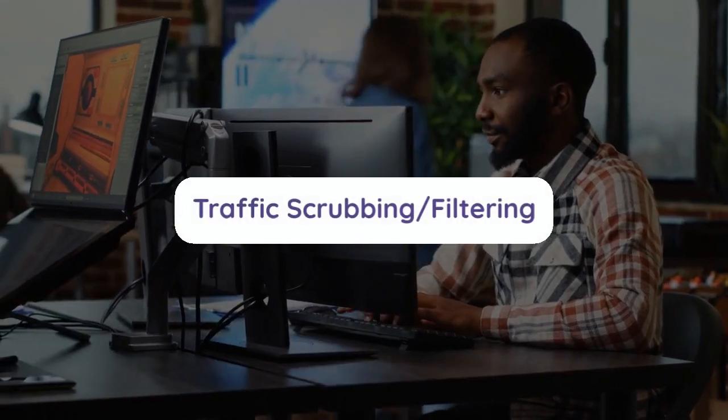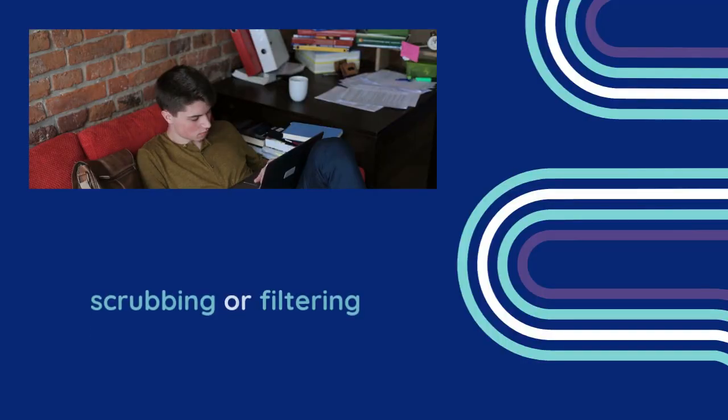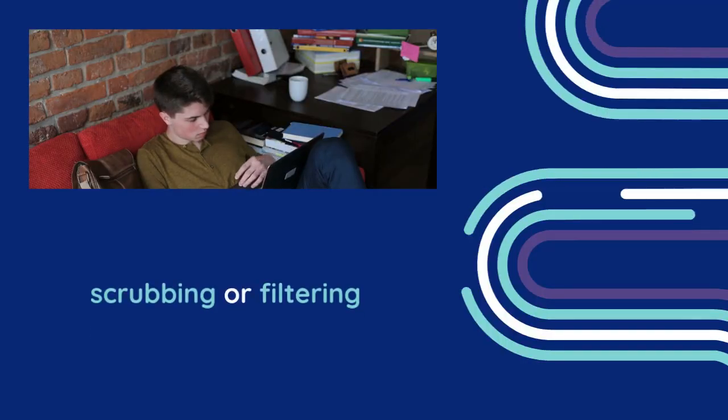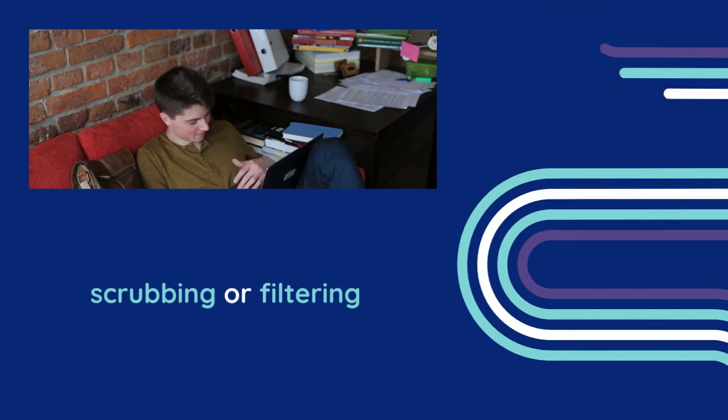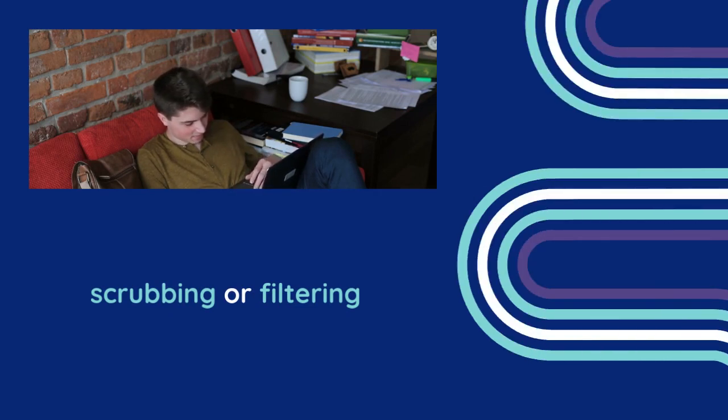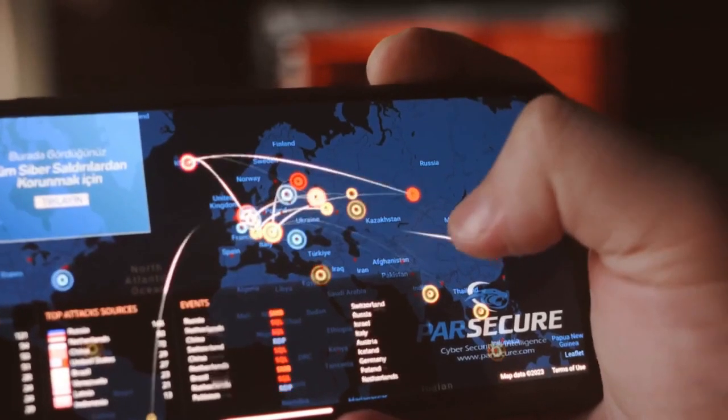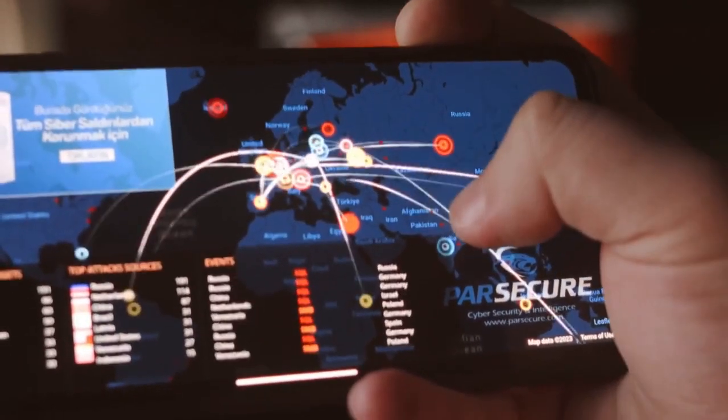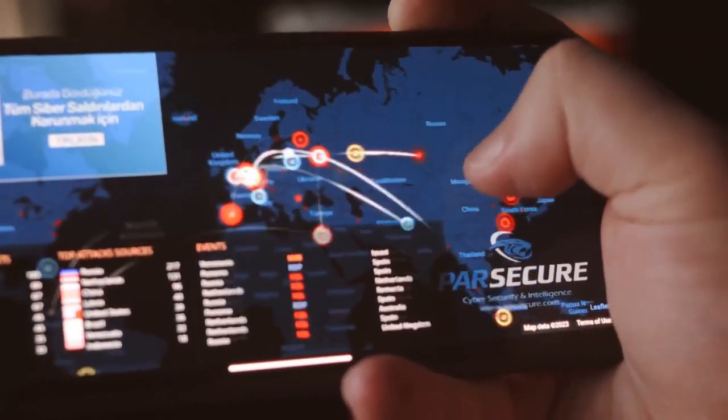DDoS mitigation techniques: traffic scrubbing, filtering. What is traffic scrubbing filtering? Traffic scrubbing or filtering is a proactive DDoS mitigation technique that involves scrutinizing incoming network traffic and selectively removing malicious or harmful packets. The objective is to allow legitimate traffic to pass through while discarding any potentially harmful data.